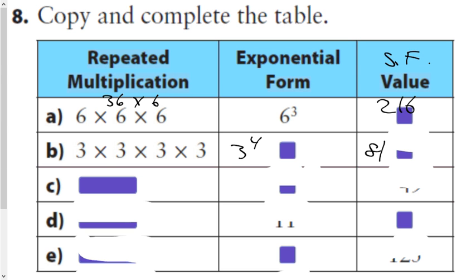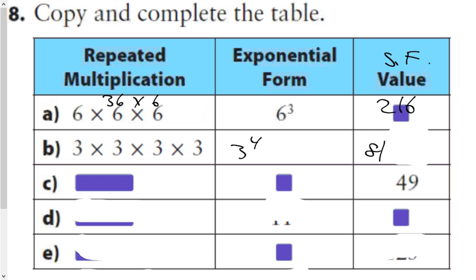Oh, something happened here now. What happened here? 49. Oh, I see what's going on here. My ink kind of got sidetracked here.